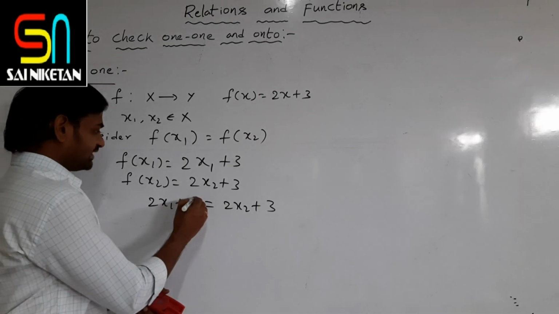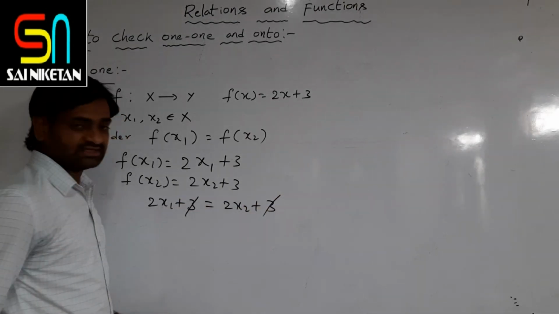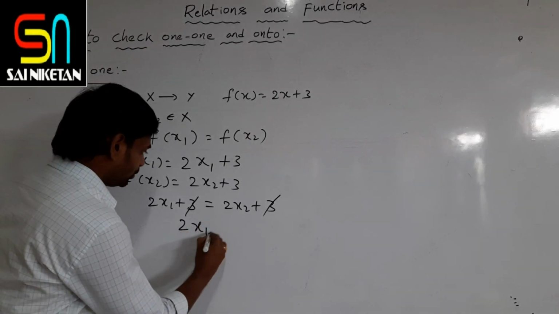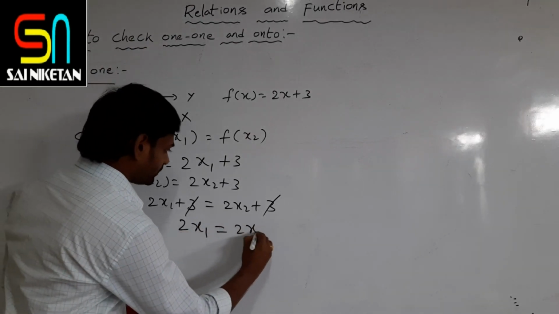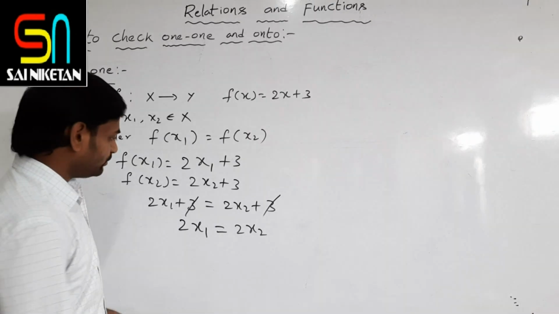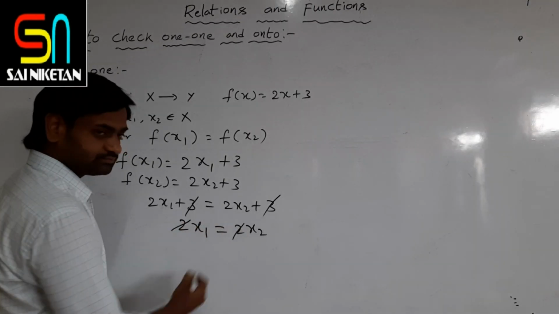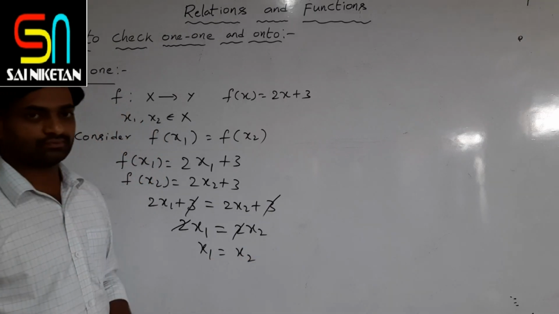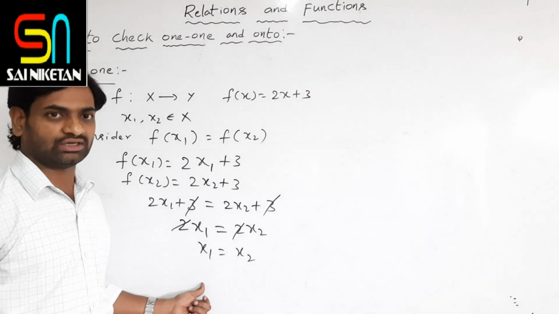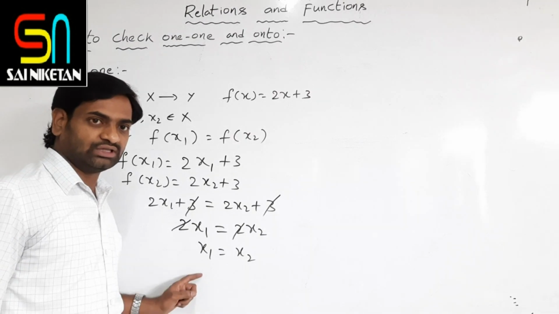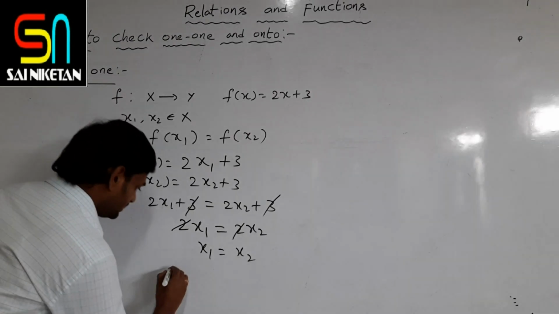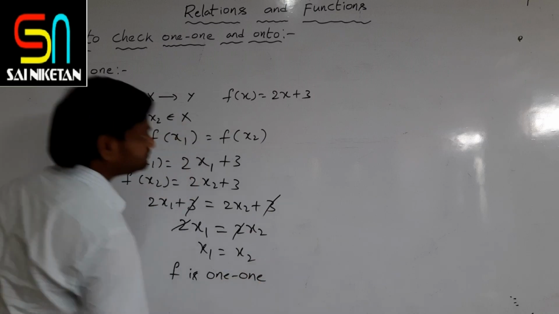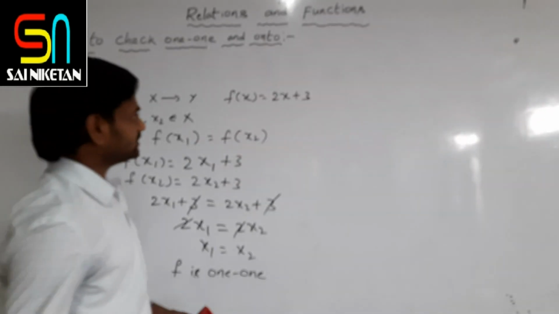Now here both sides 3 get cancelled. Now what is remaining is 2x1 is equal to 2x2. Now here 2 gets cancelled. Now the remaining is x1 is equal to x2. So the answer you got is x1 equal to x2. When you got x1 equal to x2, then you can say f is one-one.